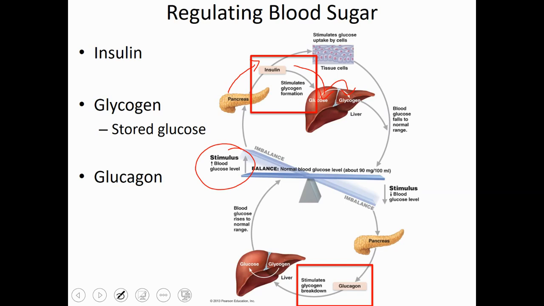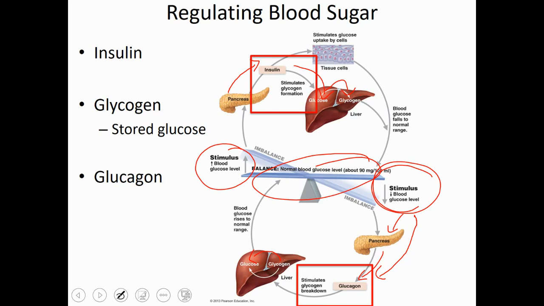If our blood sugar drops, we need to regulate that back to normal. So the pancreas, right here, is going to produce glucagon. That glucagon then causes glycogen to get broken down into its basic units, which is glucose. And that glucose will then raise the blood sugar back up. So it's kind of like, as pictured, your body's constantly going through this seesaw effect.